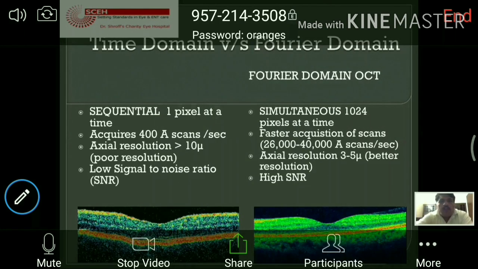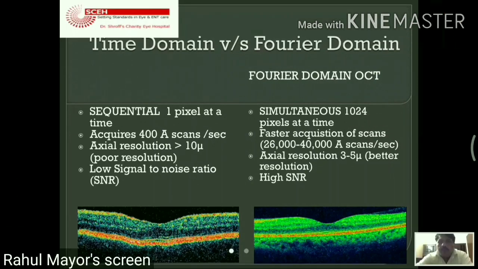To start with, I'll let you know what we started with and where we are today. We started with the time domain OCTs way back in the early 2000s, and now we are at the Fourier domain OCTs. The earlier OCTs used to acquire 400 A scans per second, whereas now the latest models of OCT acquire up to 71,000 A scans per second.